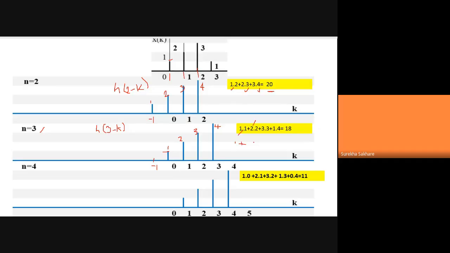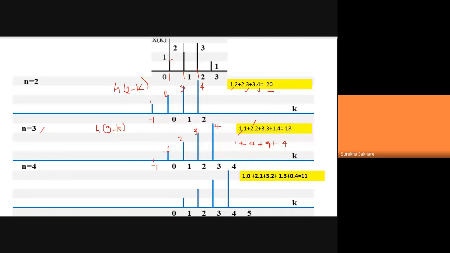Do this one with this one. You can say this is 4. Then you have 3 into 3, 9. And 9 of 4. Okay, so this gives you 18. You can add this again.